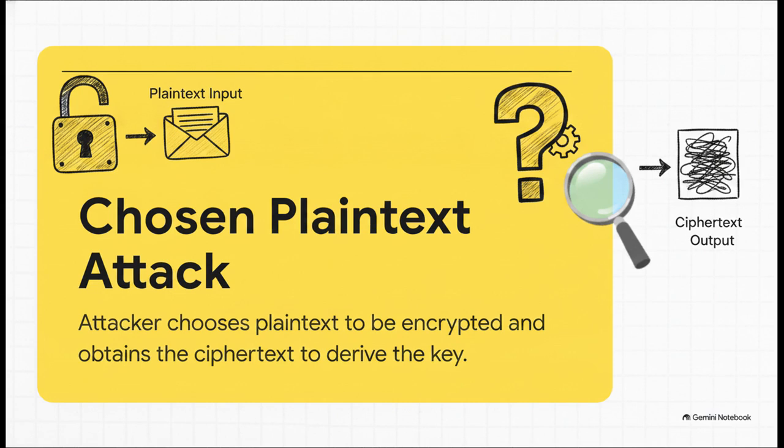First up is the chosen plaintext attack. The baseline requirement here is that the attacker actively selects the input data. They have the ability to feed a plaintext message of their choosing into the encryption system, and then sit back and observe the resulting ciphertext that comes out the other end. By analyzing exactly how their specific inputs change the outputs, they attempt to mathematically derive the secret key.